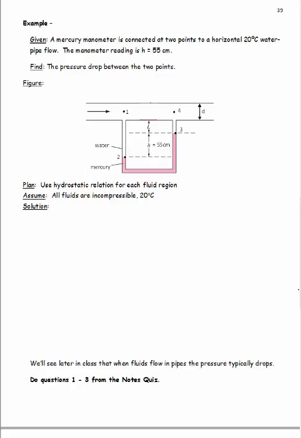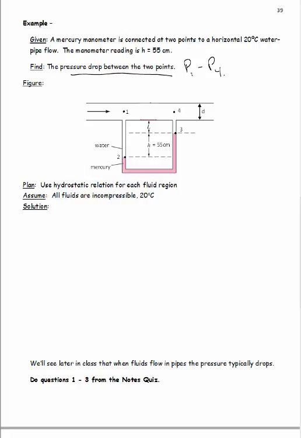Okay, so the first thing is label all of your interfaces and all the points where you know the pressure, all where you want to find the pressure. In this case, what we're trying to find is the pressure drop between the 2 points. These are the 2 points. We're trying to find P1 minus P4. Okay, that's a pressure drop. So what I'm going to do here then is start at 1 and work my way around to 4.